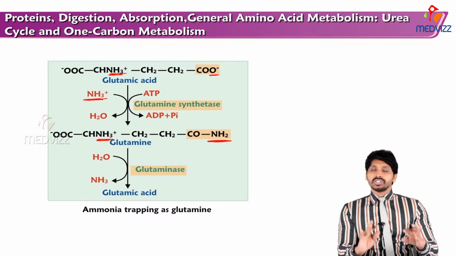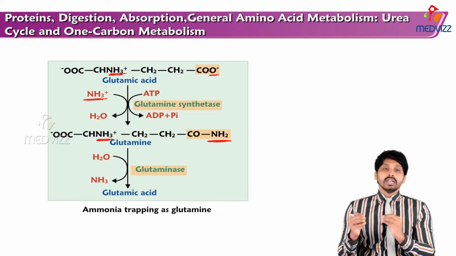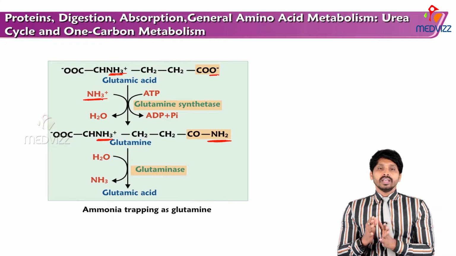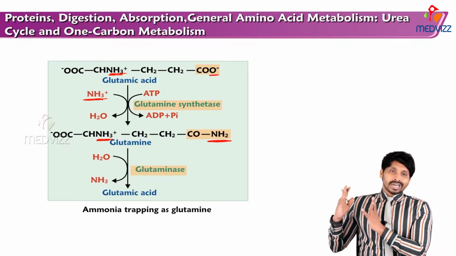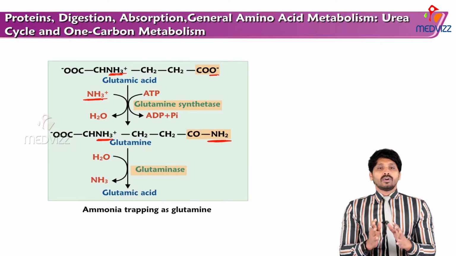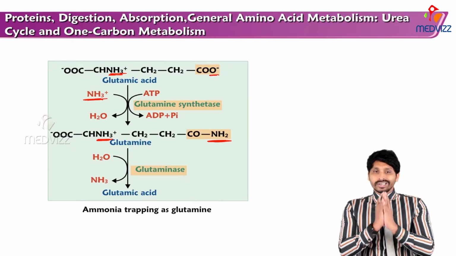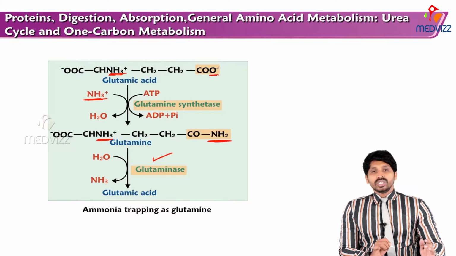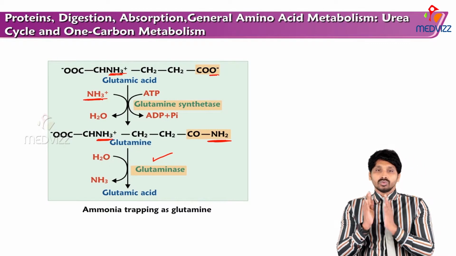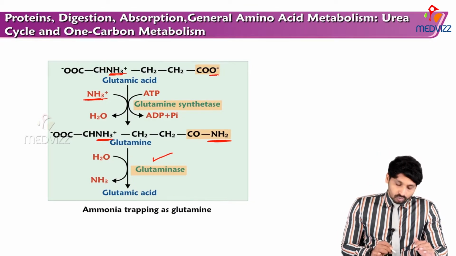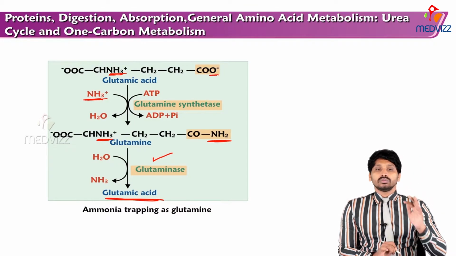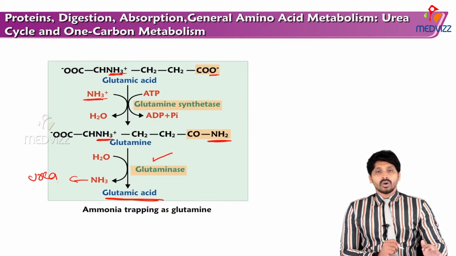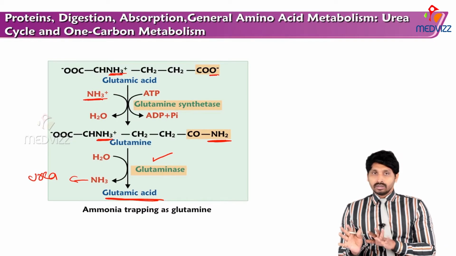So the glutamine formation is mainly for the transportation of ammonia in non-toxic form from the brain to the liver, okay. So this way the majority of the ammonia will be transported in non-toxic form via glutamine formation. So once it reaches the liver, in liver cells there is the enzyme glutaminase which acts on the glutamine to remove the added ammonia to form glutamic acid. So the removed ammonia will be channeled to urea formation, okay. So this way ammonia is trapped in the brain.